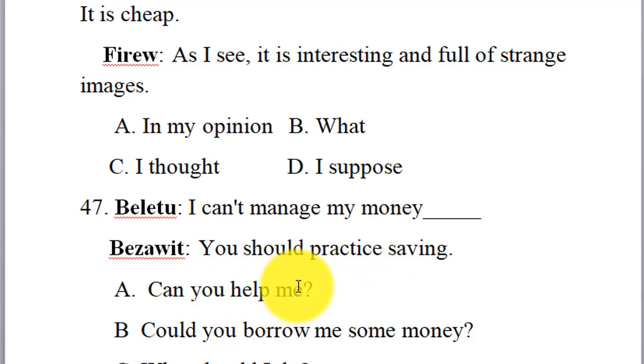Could you borrow some money? No, I don't have. Yes, take it. Or yes, no, I don't have. Okay, I don't have any money. How much do you want? I want 100 birr. 100 birr. Here it is, 100 birr. You return next week.